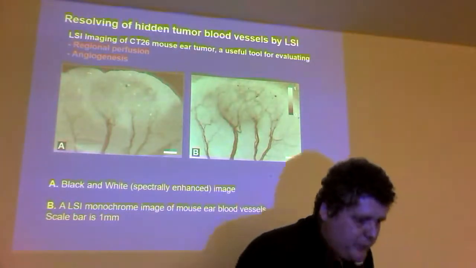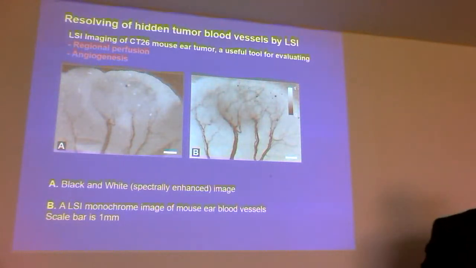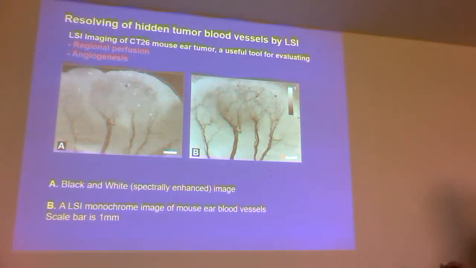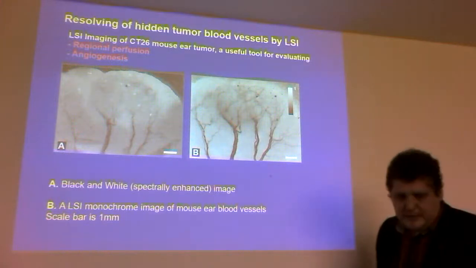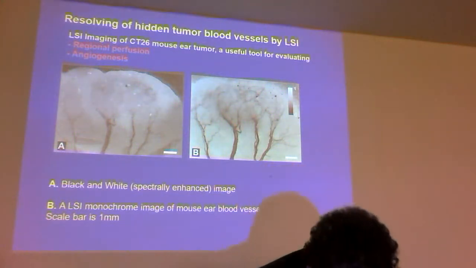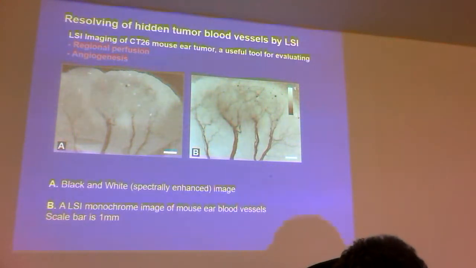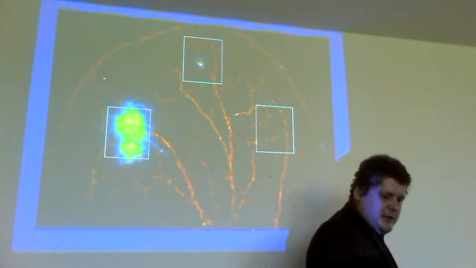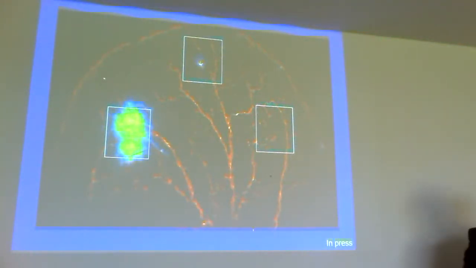One of our interests was tumors, and on mice it's very easy to consider regional perfusion and angiogenesis within the tumors. But it's not exactly our area, so we just demonstrated that we can do it. One of our recent results is also interesting.